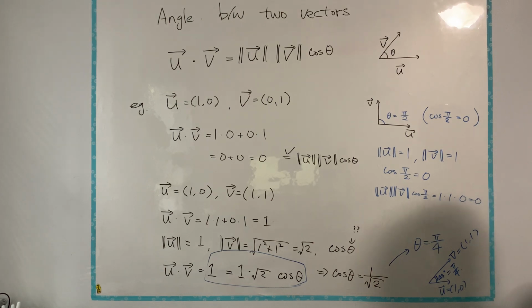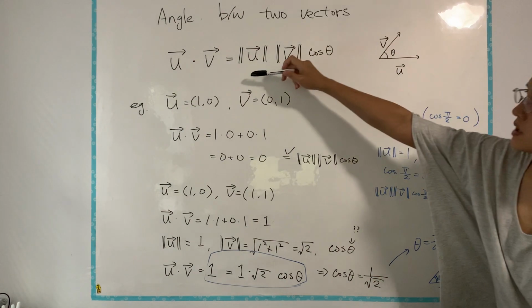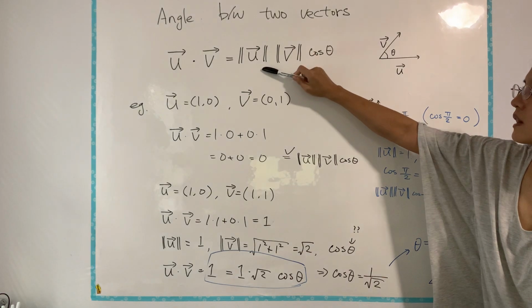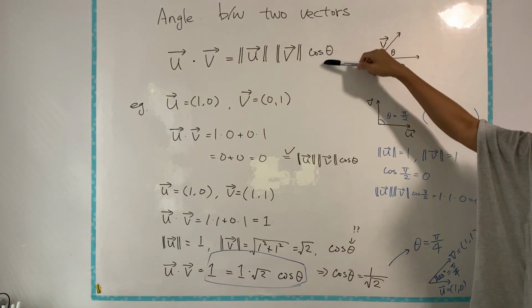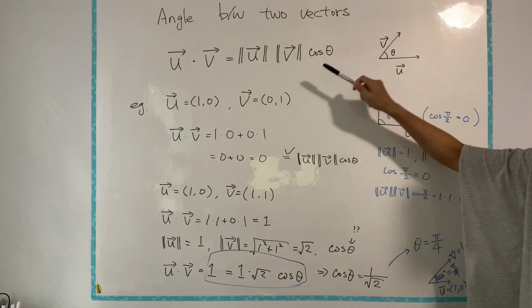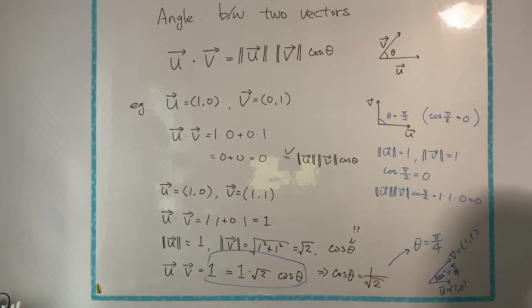Okay? So once again, using this example, you see the dot product geometry gives you length of u times length of v times cosine theta. Okay? So even if we have vectors in R3, this formula still holds. Okay? Alright. So that's how you can find some information about the angle between two vectors.